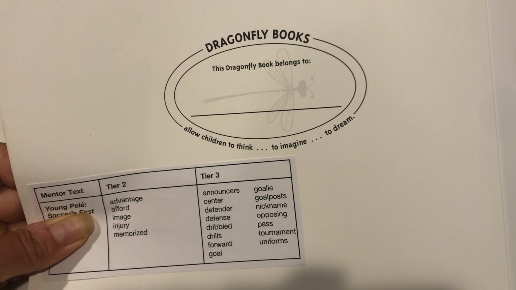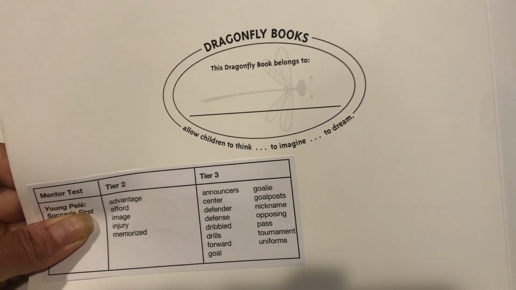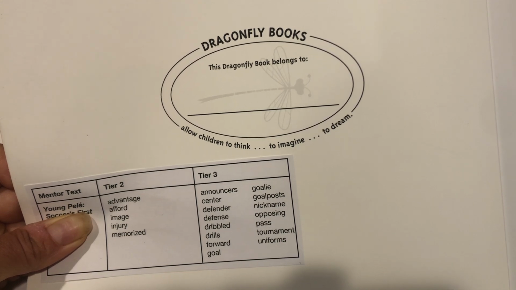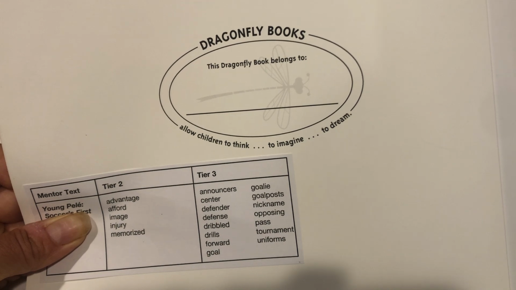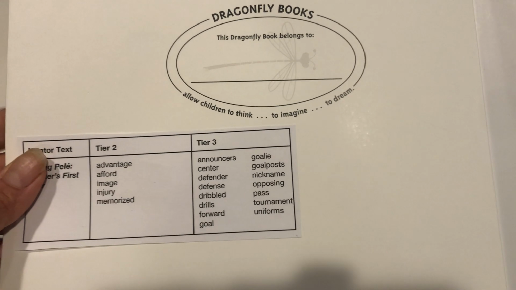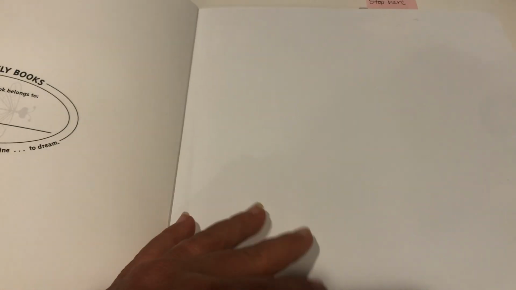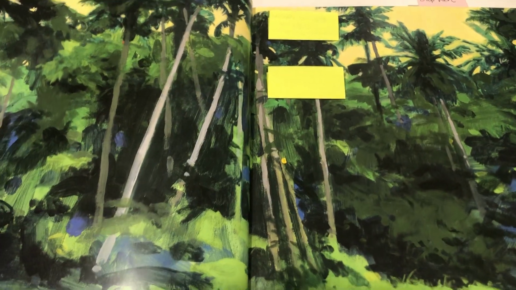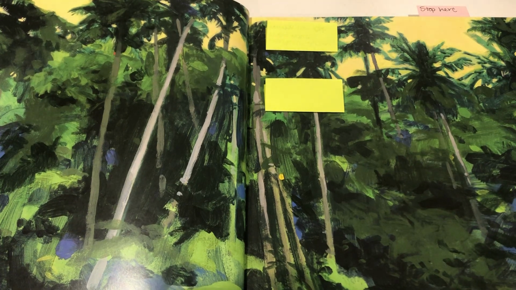Be sure to share the author's note at the end of the book, which goes into detail about Pele's accomplishments, the reasons why the author chose to write about this memorable athlete. So we will read the author's note at the end as well. All right, and you can see right away, a beautiful oil painting or illustration.